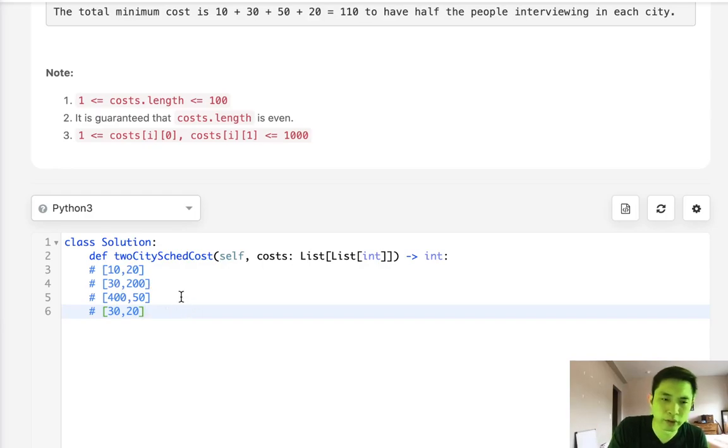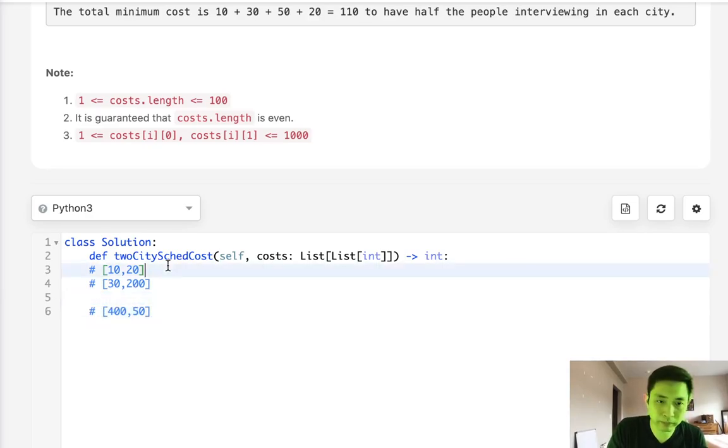My first thought was, how about we sort it by city A and see what that gives us. It would look something like this. After doing that sorting, we could get the minimum number here, so that'd be 40, and then add whatever's left on the other side, 250. So we can split the list in half, sum up the minimum here and sum up the minimum here, and add those two up and give us the minimum cost.